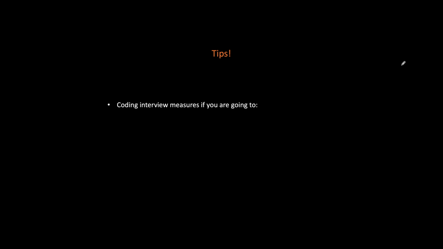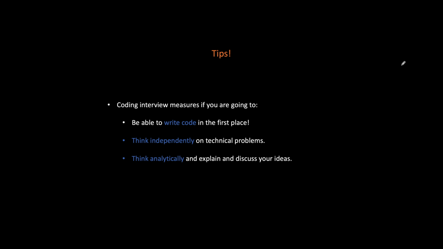So here are some final tips. The coding interview measures whether you are going to be able to write code in the first place, think independently on technical problems, think analytically, explain and discuss your ideas, reason about arbitrary problems and constraints, and finally, operate under pressure and still deliver results. Obviously, being given 3 questions and 45 minutes to solve, 1 easy, 1 medium, 1 hard, is somewhat challenging, and that requires preparation. If you are prepared for it, and if you can think independently, write good code, and reason about arbitrary problems, you're going to be successful. And that is exactly what the coding interview is measuring.